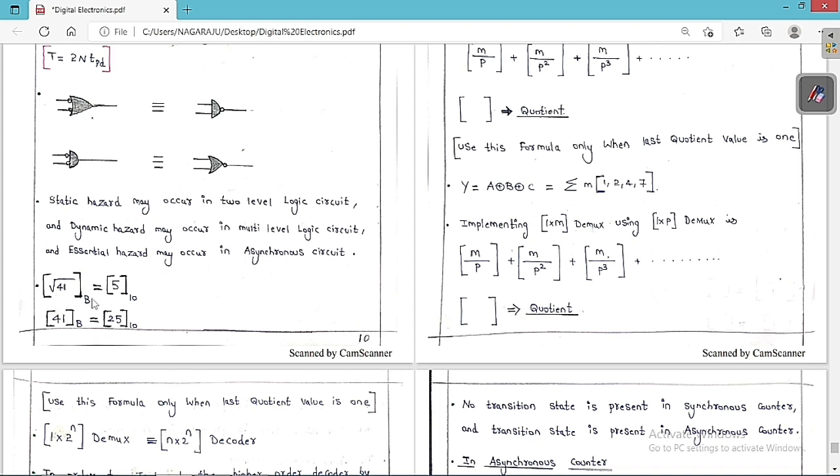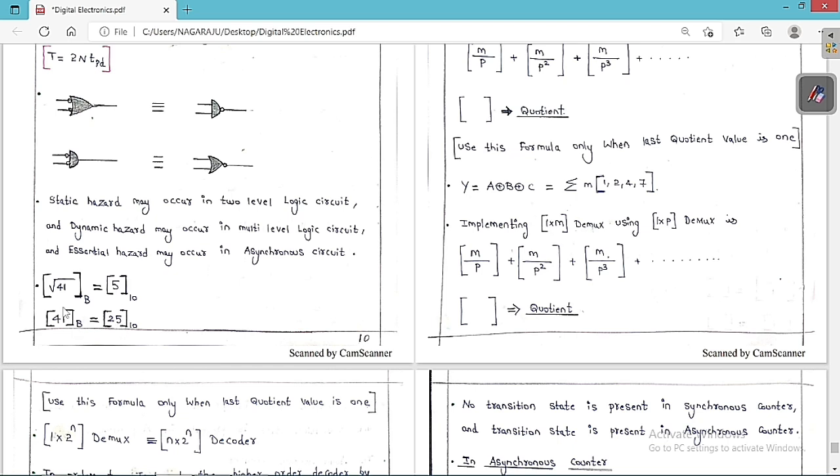See, root 41 with some base B is equal to 5 in base 10. So this root 41 is written in terms of some base B. Here 5 we have written in terms of base 10. If we take the square of this, we are going to get 41 is equal to 25. So 41 in base B is equal to 25 in base 10.